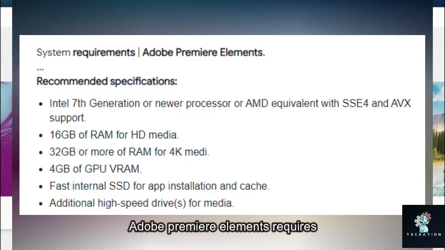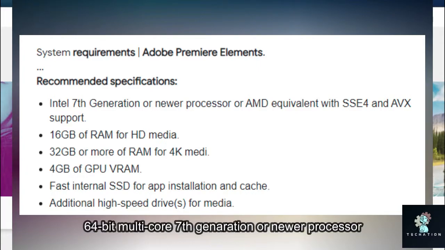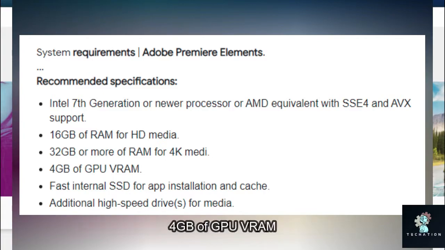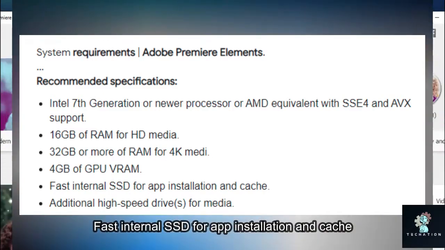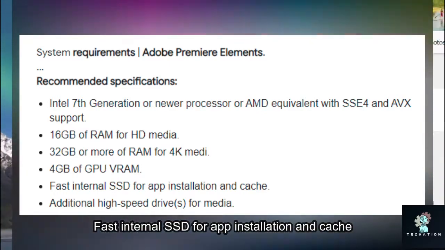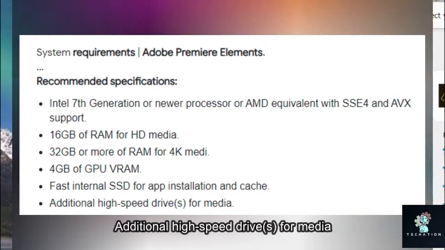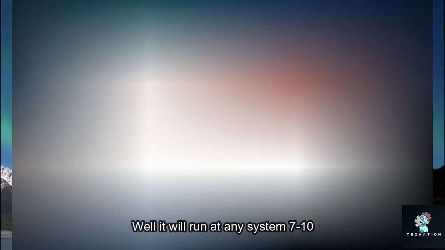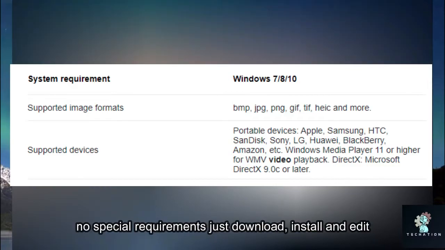Adobe Premiere Elements requires a 64-bit multi-core 7th generation or newer processor, 16 GB of RAM for HD media, and 32 GB RAM for 4K media. 4 GB of GPU VRAM, first internal SSD for app installation and cache, additional high-speed drive for media. And for Easeus video editor, well, it will run on any system, Windows 7 to 10. No special requirements, just download, install, and add.